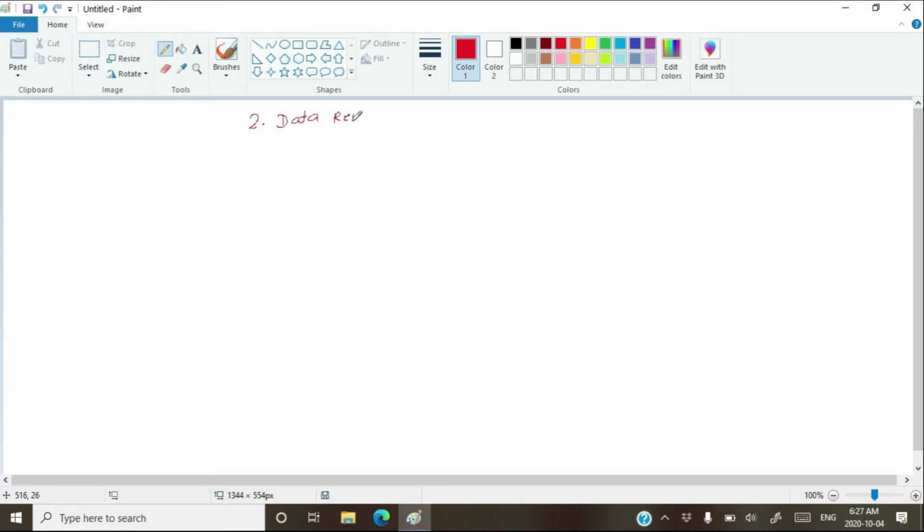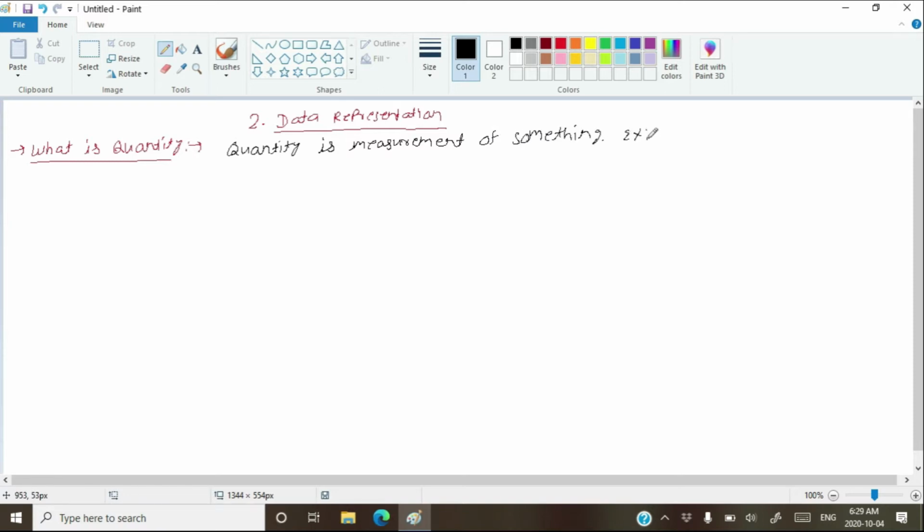Data representation. Before we learn about data representation, let's talk about what is quantity. Quantity is measurement of something. For example, 5 meter. Here 5 is the quantity, and this is the meter. For example, 5 liter. So here 5 is the quantity.